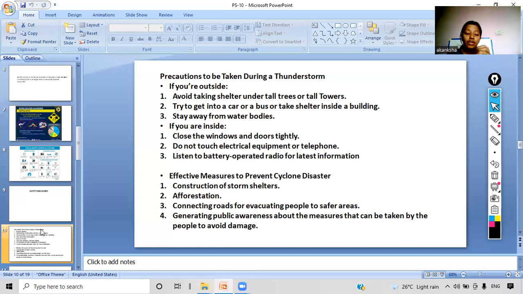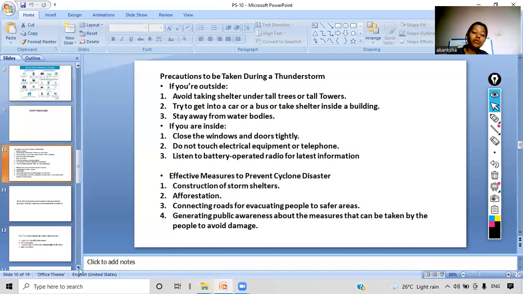Now let's see some effective measures to prevent cyclone disaster. What are they? First, construction of a storm shelter, and it should be quite sturdy so that it does not collapse. And afforestation, because trees will hold up the soil and not let it flow. What else? Connecting roads for evacuating people to safer areas, and generating public awareness about the measures that can be taken by people to avoid damage. So these are some of the precautions that we should take during a thunderstorm or cyclone.